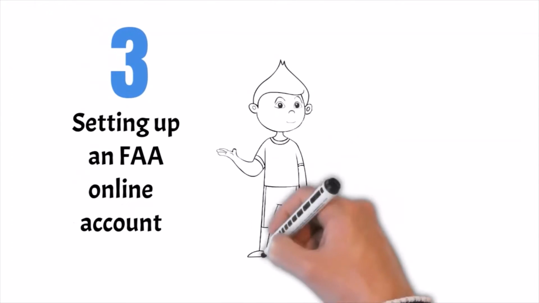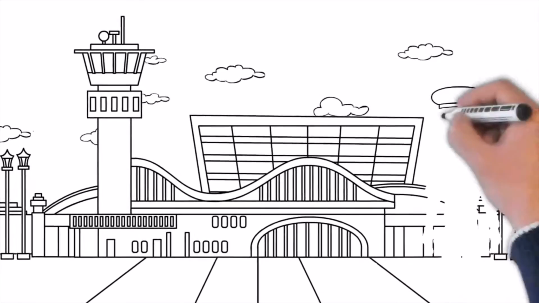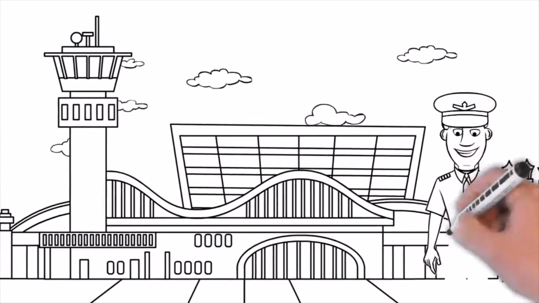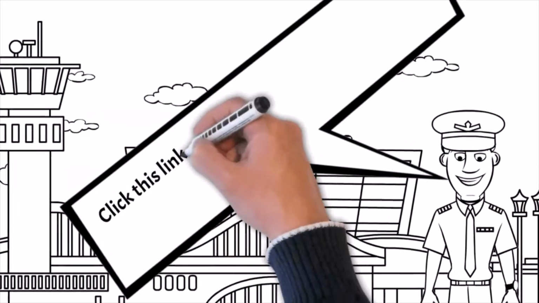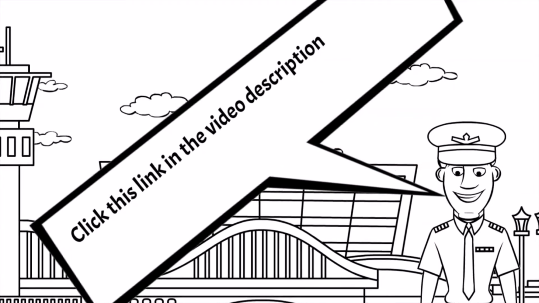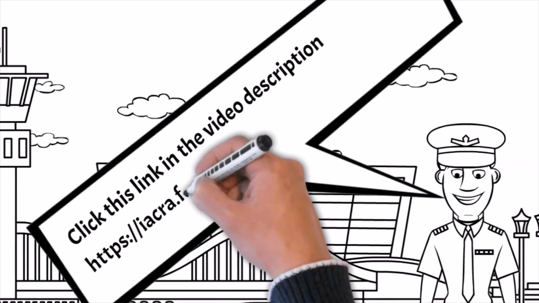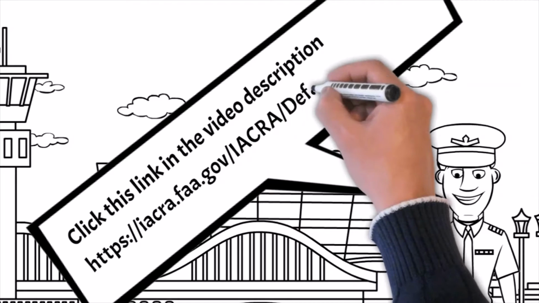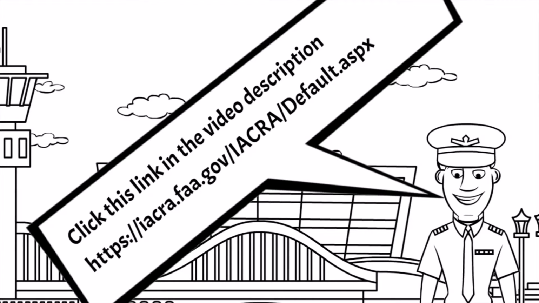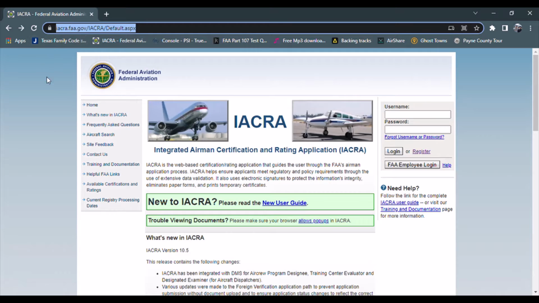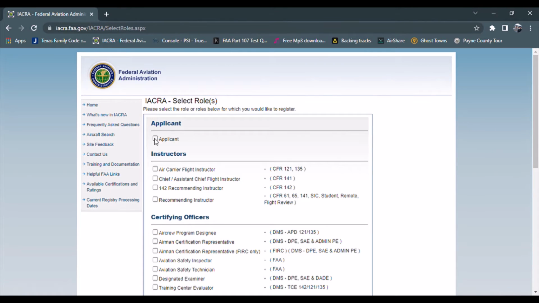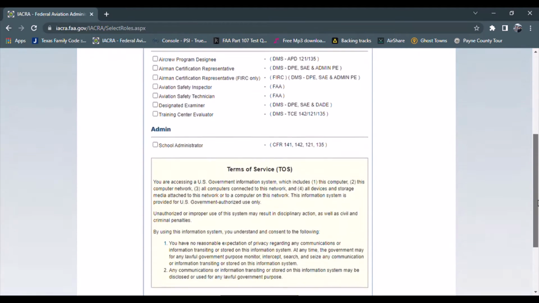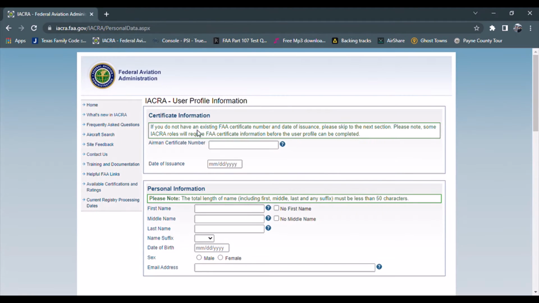Number 3, setting up an FAA online account. You can find a link within the description of this video below on where to go to receive your C number from the FAA. Obtaining your C number is the first thing you have to do even before you schedule your test. The only way to schedule your test for the remote pilot is by obtaining a C number first.